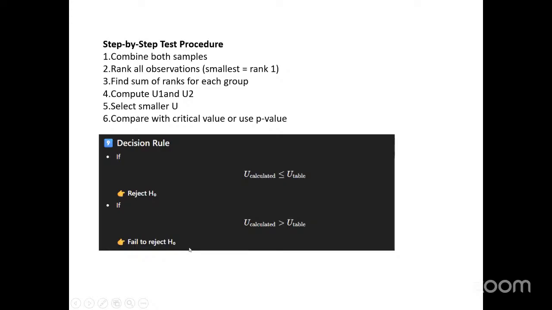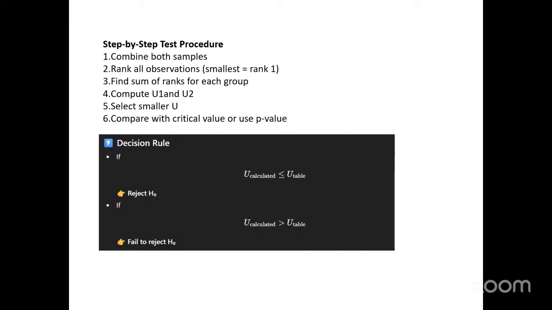Is this test clear to everyone? Any question, any doubt? So if I give you some numericals in the assignment, will you be able to do that? Okay, ma'am. So hope this part is clear.